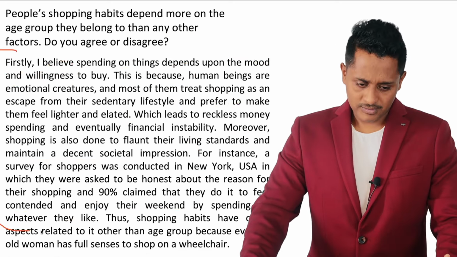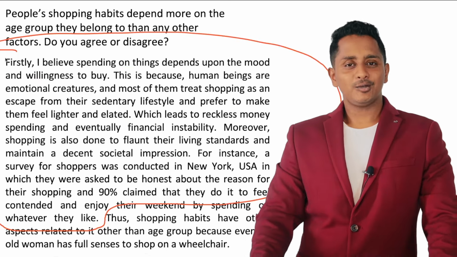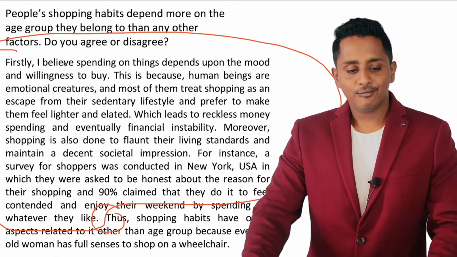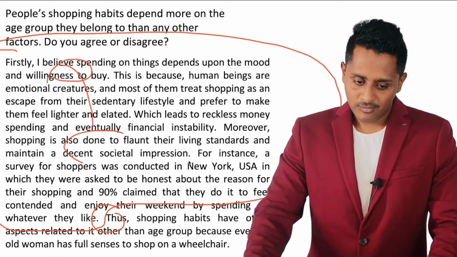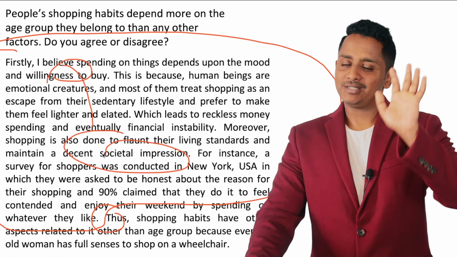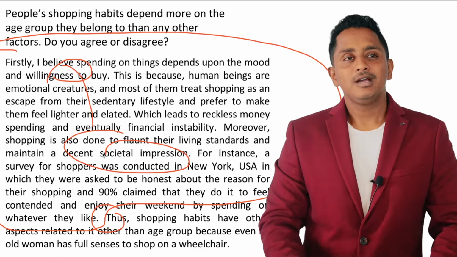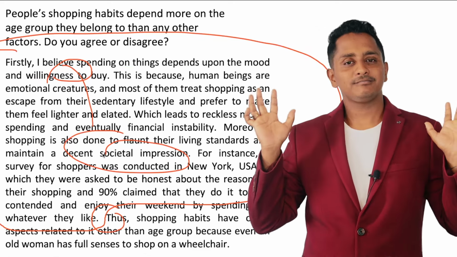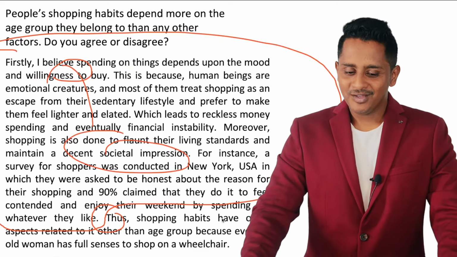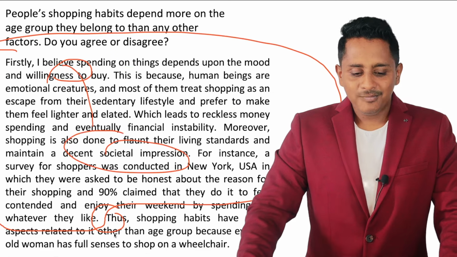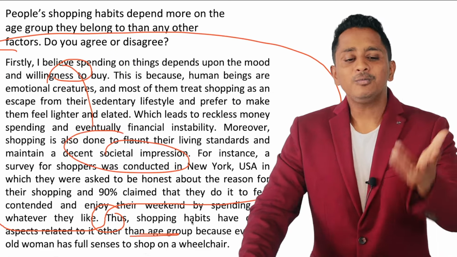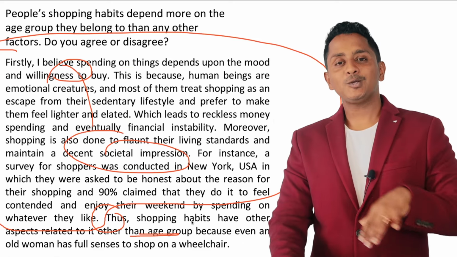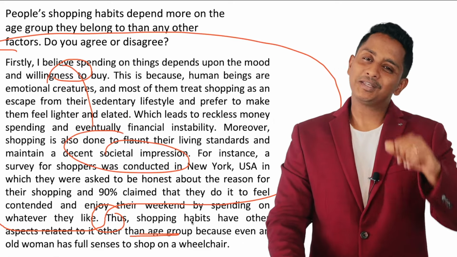So far, whatever is written, what could be the conclusion? Thus, shopping habits depend on willingness to buy and to have a decent societal impression. That is what conclusion is. Conclusion is nothing but whatever you have explained above, the summary of it. But let's see conclusion. Shopping habits have other aspects to it other than age group. Where the person told her? The person has not even explained how age group affects shopping habits. So this is where the person went wrong.